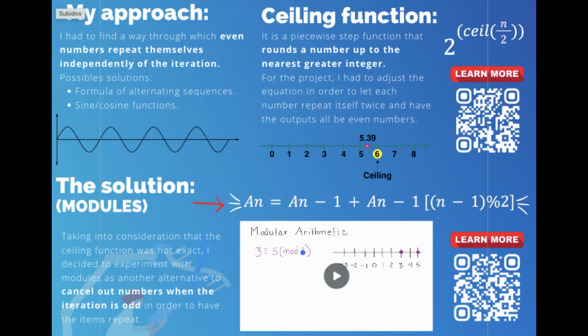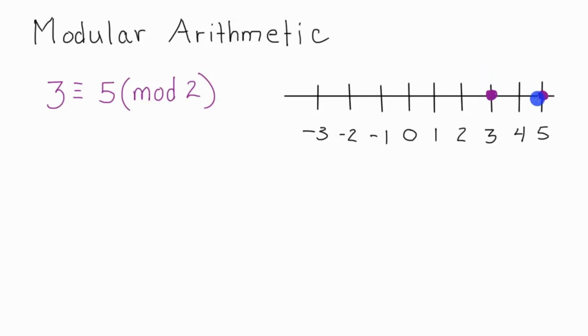Taking into consideration that the ceiling function was not exact, I decided to experiment with modules as another alternative to cancel out numbers when the iteration is odd, in order to have the items repeat. In modular arithmetic, a module is the remainder obtained when one integer is divided by another integer. The modulo operation is denoted by the symbol that we use for percentages. For example, if we perform 10 modulo 3, the result is 1, because 10 divided by 3 is 3 with a remainder of 1. In this case, 3 is called the modulus and 1 is called the residue or the remainder.